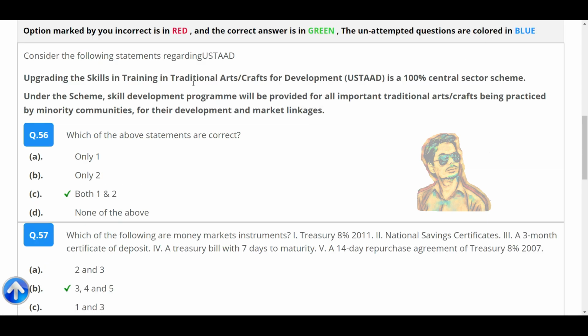Consider the following statements regarding USTAD. Upgrading the Skills and Training in Traditional Arts and Crafts for Development, USTAD, is a 100% central sector scheme. Under the scheme, a skill development program will be provided for all important traditional arts and crafts being practiced by minority communities for their development and market linkage. Which of the above statements are correct? Both 1 and 2.